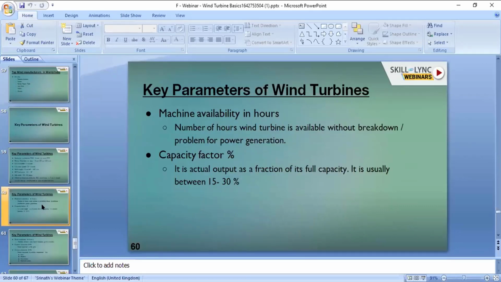Then comes the machine availability in hours. This terminology refers to the number of hours the wind turbine is available without breakdown, and in that case the power is fed to the power generation.